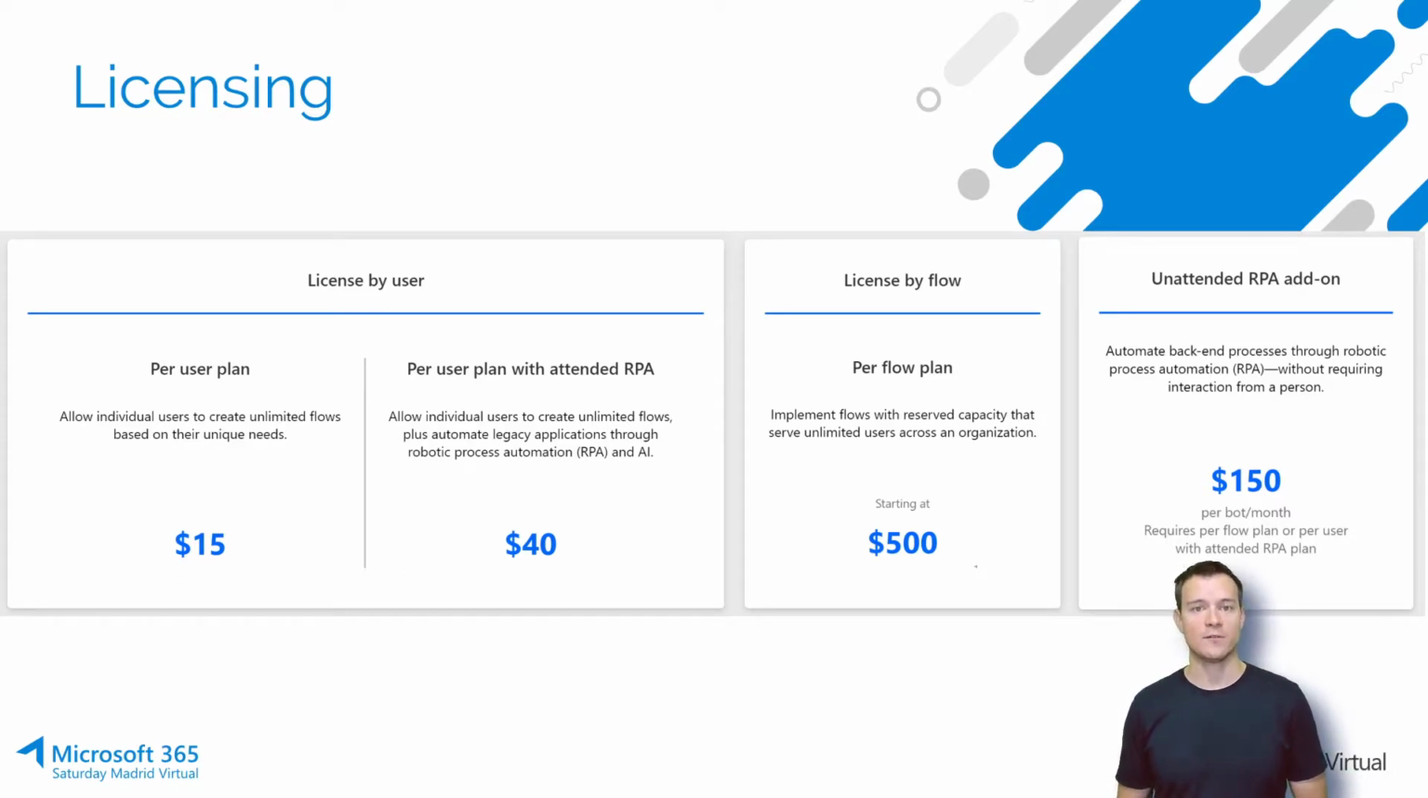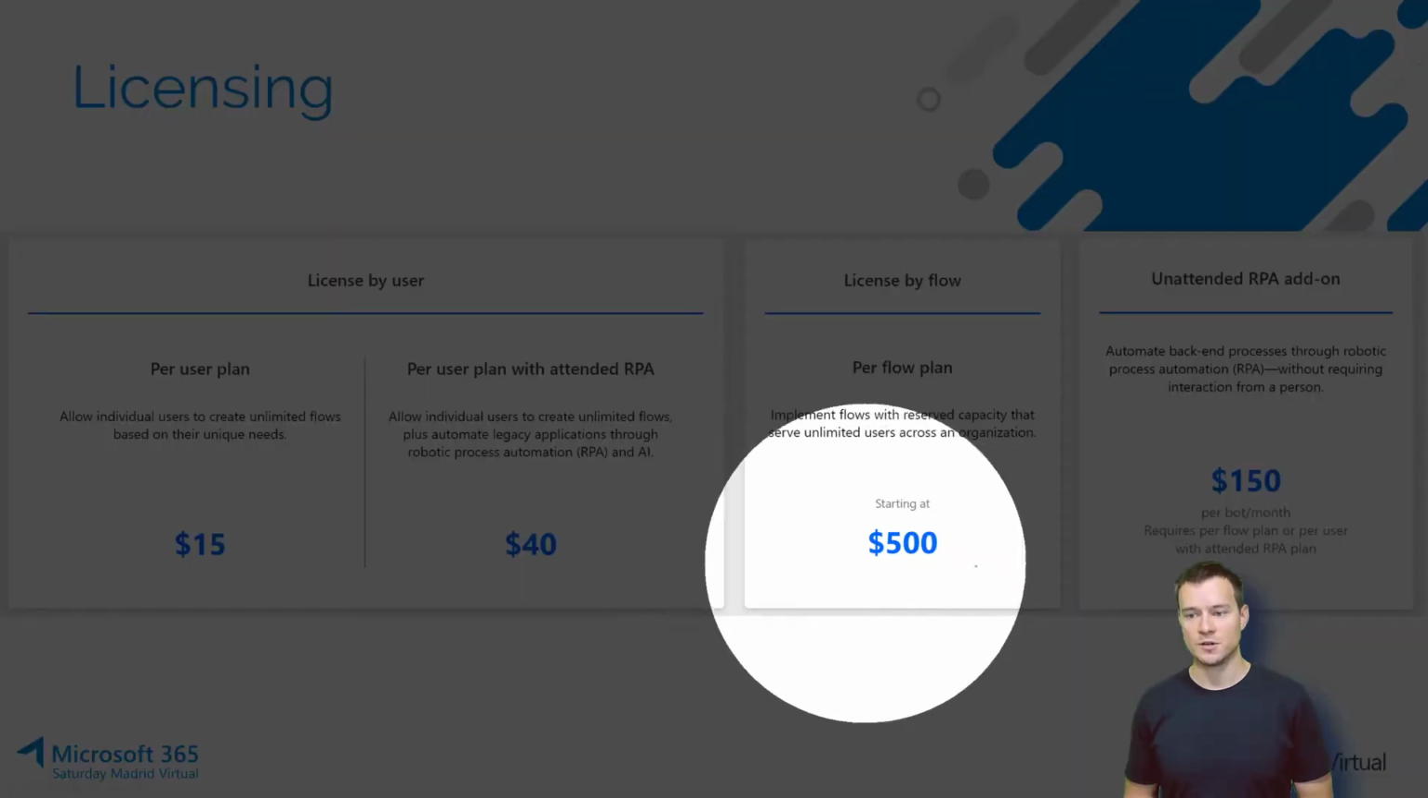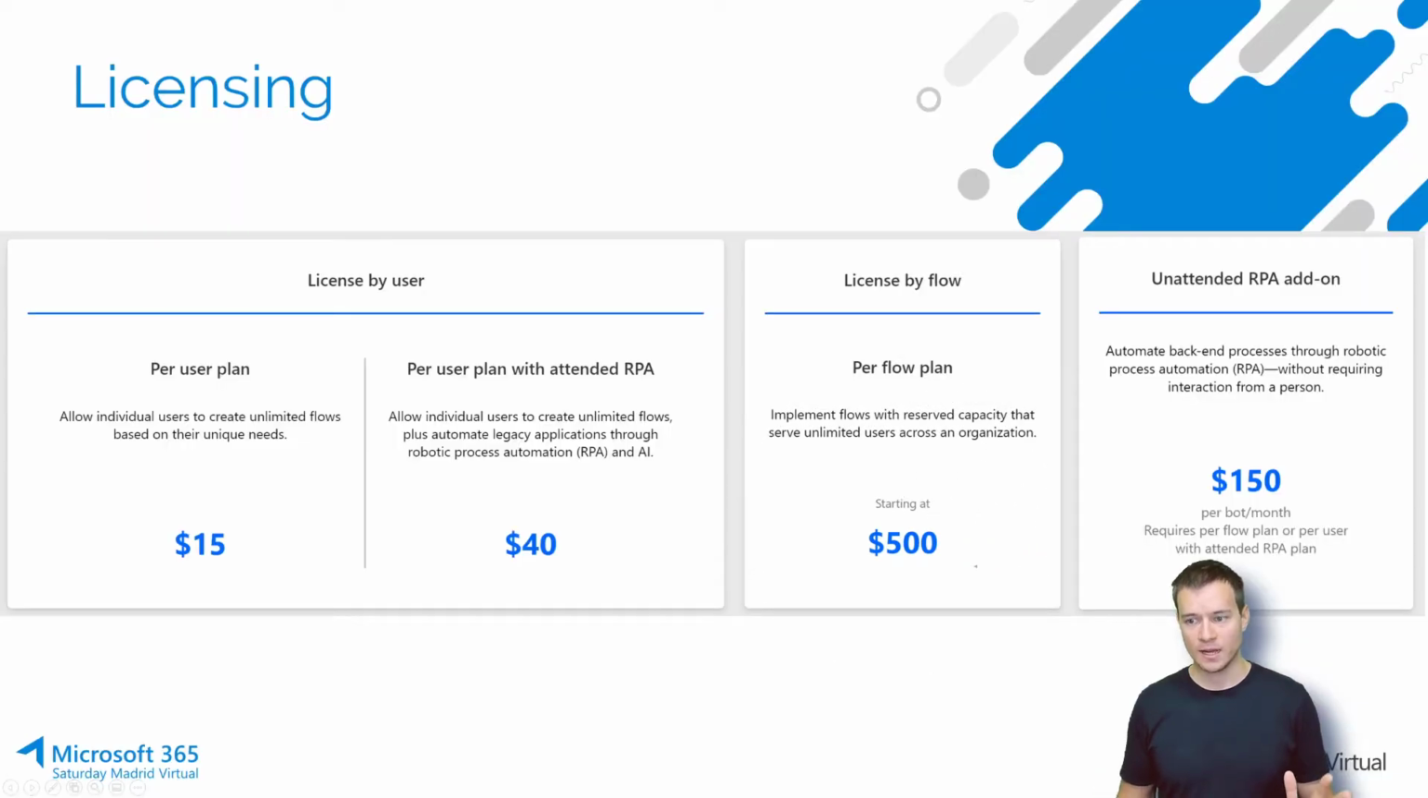And then if you have a flow that is running company-wide, you don't need the per user flow plan, but you need the per flow plan, which costs $500. So depending on what you need, the amount you'll have to pay for your setup is going to be different. Now, in terms of what a bot is, a bot is a machine.